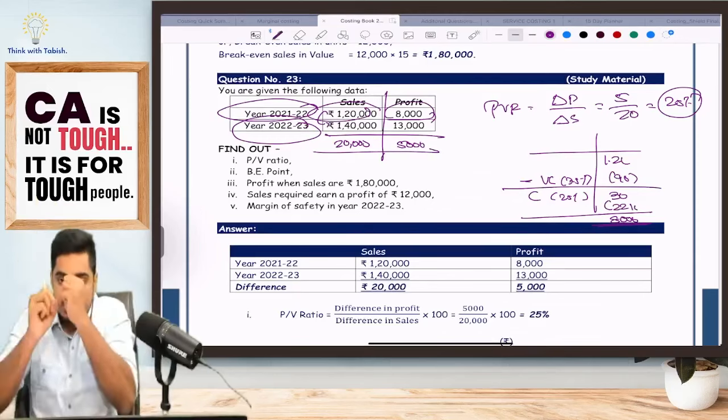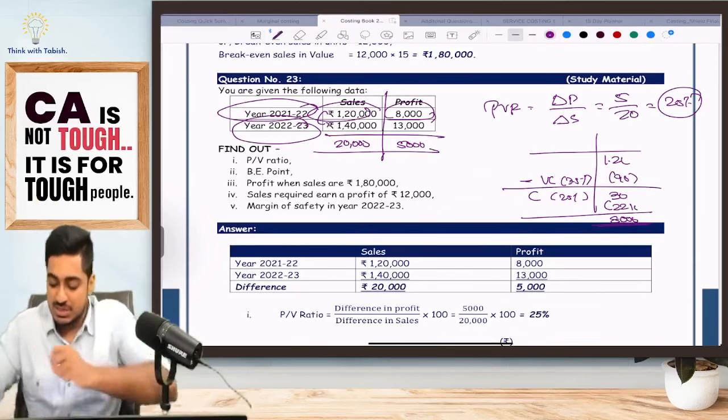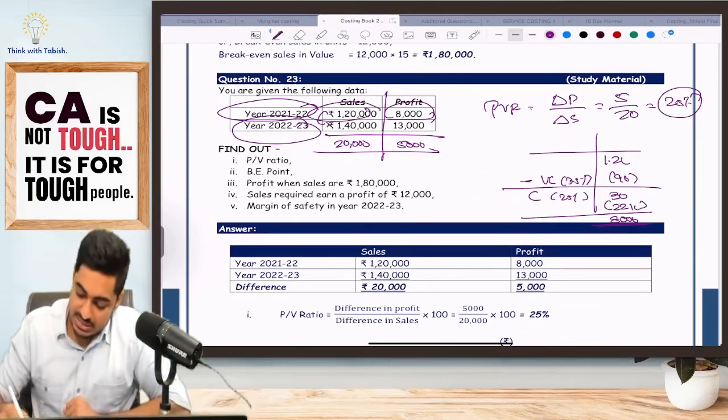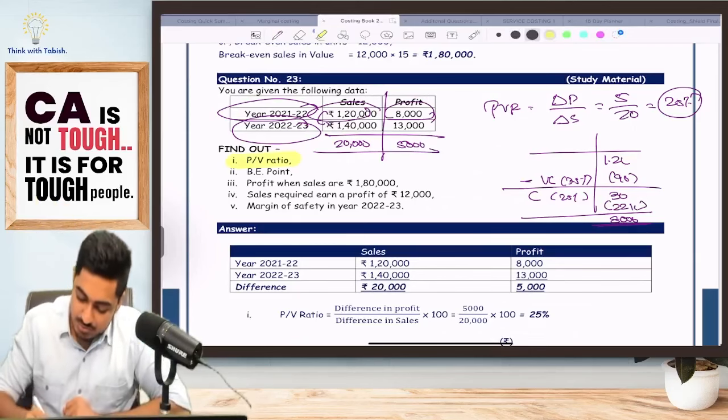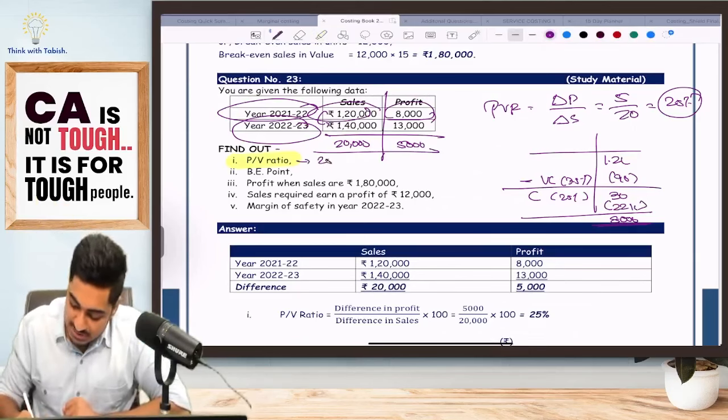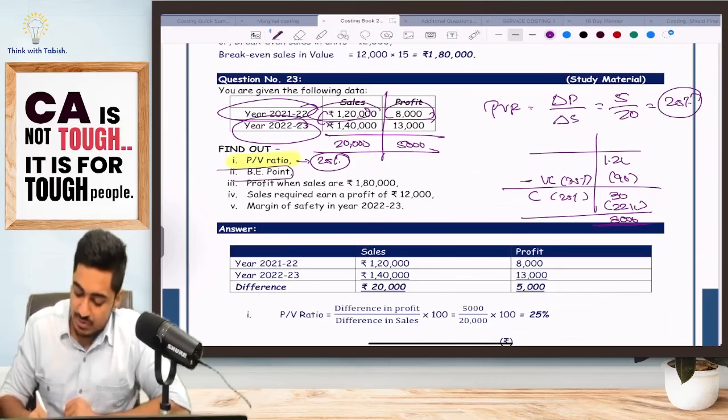That means how much fixed cost I paid? Yes, in 30,000, 8,000 was left. That means how much I paid? 22,000 I paid. Yes, that means calculate PV ratio. PV ratio is going to be 25%. Yes or no? Break even point they want.